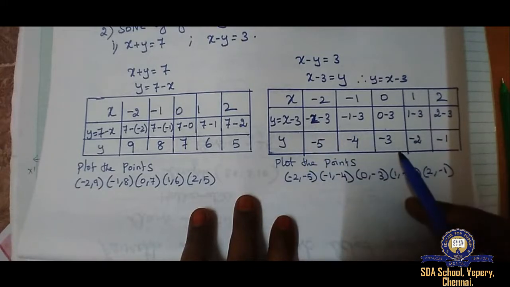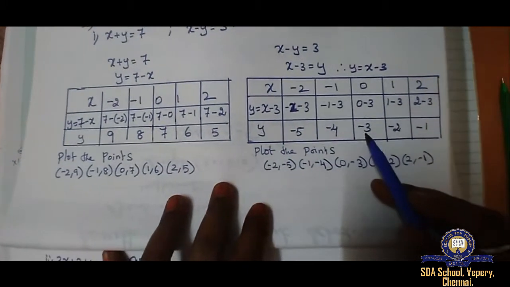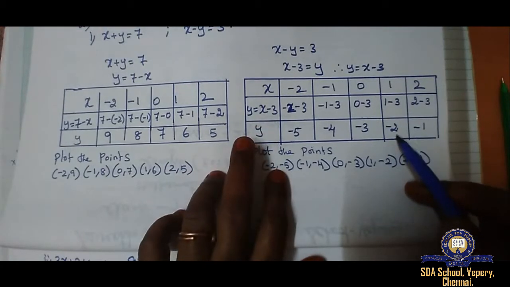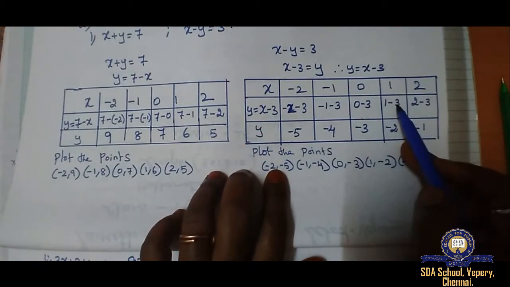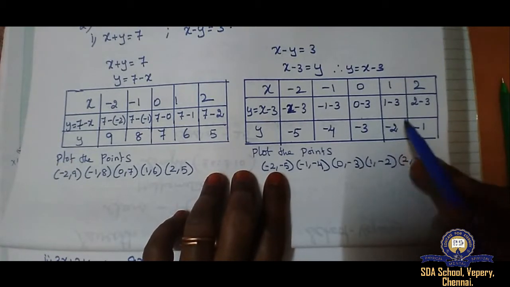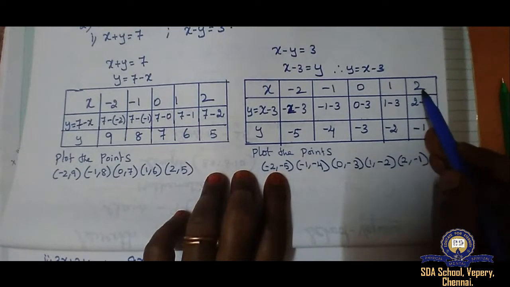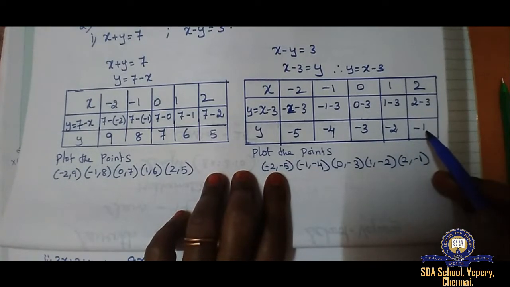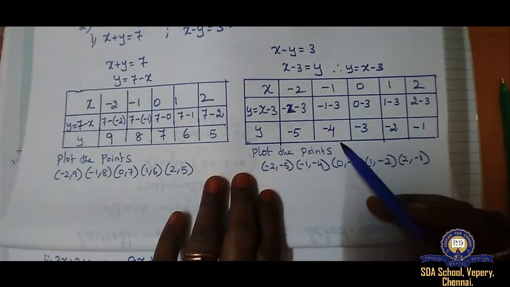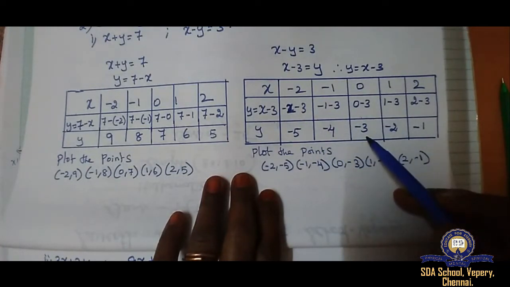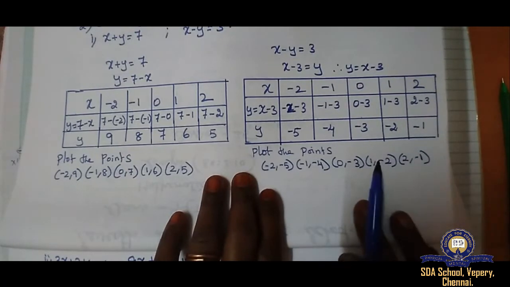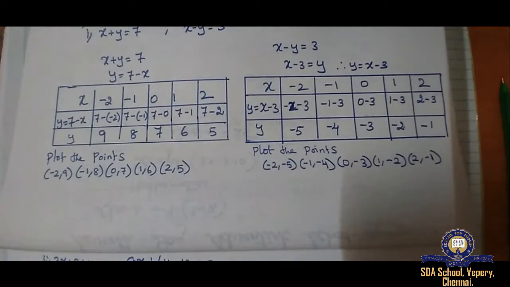0 minus 3 becomes minus 3. Then instead of x 1. 1 minus 3 minus 2. This is plus and this is minus. Different symbol means subtract and put the bigger number symbol. So minus 2. Then 2 minus 3 minus 1. Plot the points. Minus 2 comma minus 5, minus 1 comma minus 4, 0 comma minus 3, 1 comma minus 2, 2 comma minus 1. Now we will plot it in the graph paper and see what happens.